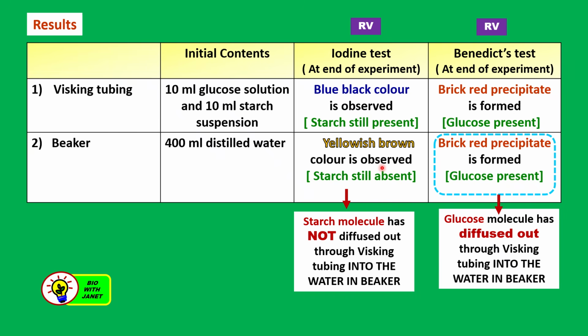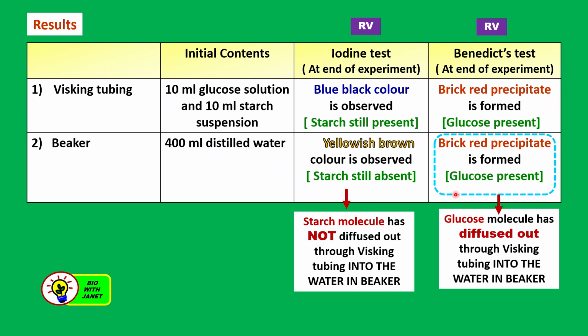But don't write no change in color. You must write the color that you see. Yellowish brown color is observed. This shows that there is no starch present. If starch is present, it will be a blue-black color, right? Now, because you don't get any starch in the water in the beaker, that means the conclusion is the starch molecule was too big and has not diffused out of the whisking tubing into the water in the beaker.